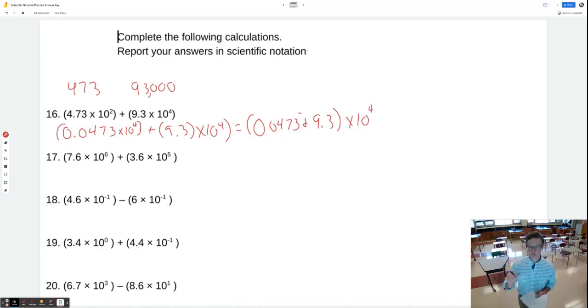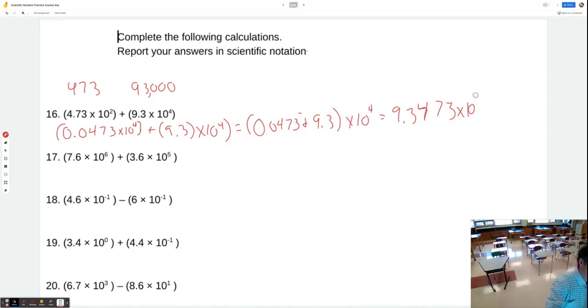You don't add the exponents when you're adding scientific notation. You add the exponents when you're multiplying in scientific notation. So this becomes 9.3473 times 10 to the 4th.